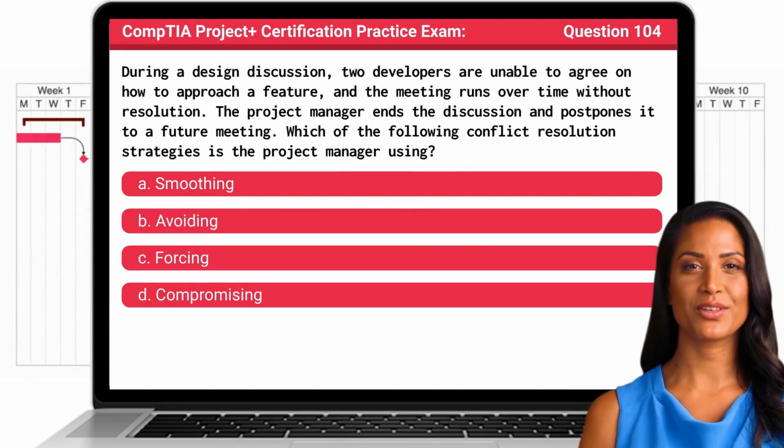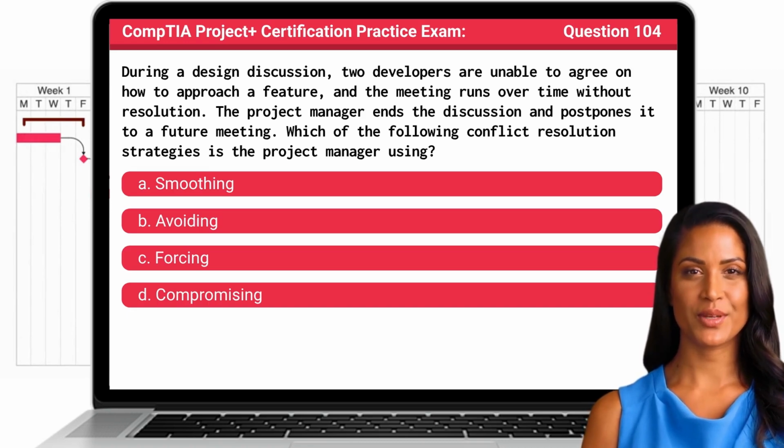Question 104. During a design discussion, two developers are unable to agree on how to approach a feature, and the meeting runs over time without resolution. The project manager ends the discussion and postpones it to a future meeting. Which of the following conflict resolution strategies is the project manager using?